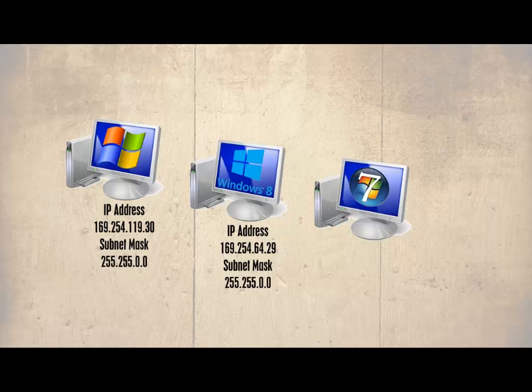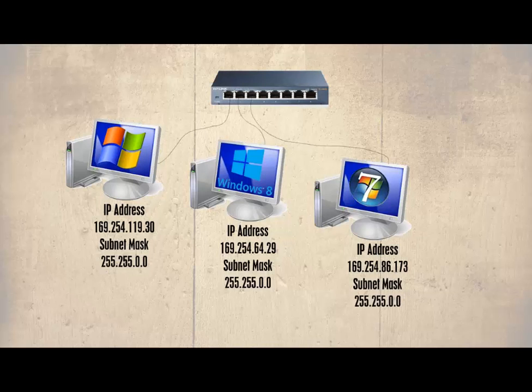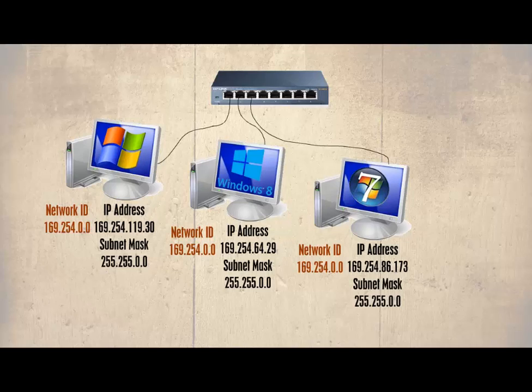And the final guest gave us an IP address of 169.254.86.173 with a subnet mask of 255.255.0.0. Let's complete the model with a central unit and connect them all together. If we examine the IP addresses, we shall find them all on the same network ID of 169.254.0.0, so technically they should all be able to communicate.